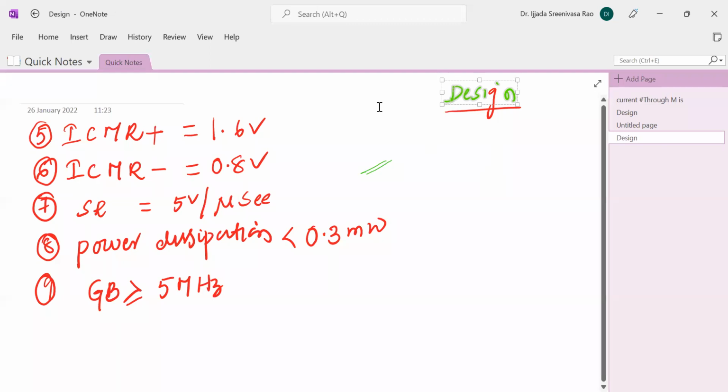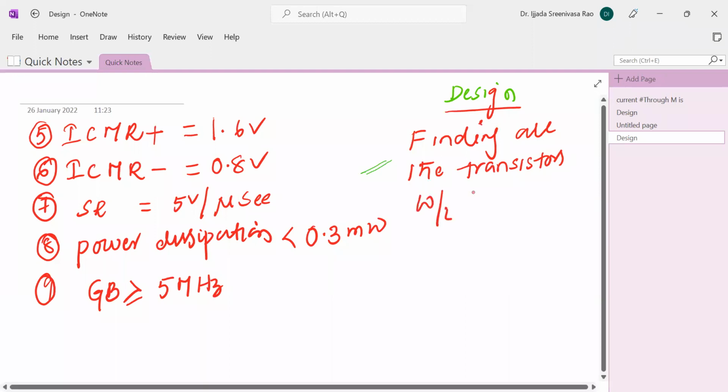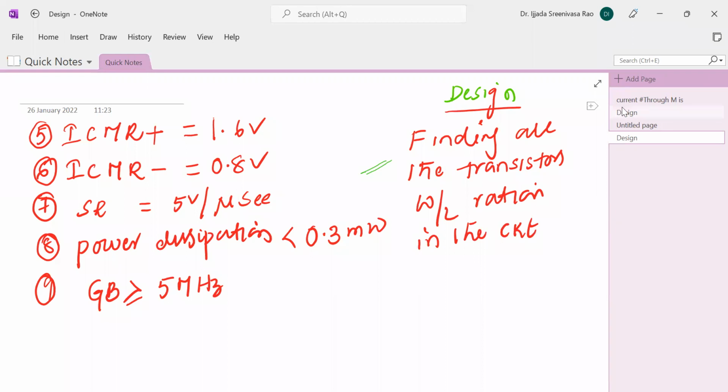What is the design? Design means finding all the transistors' W by L ratios in the circuit. Got my point? Hello? Sir, I am listening. What is the meaning of the design? Design means finding the W by L ratio of all the transistors in the circuit. Okay.